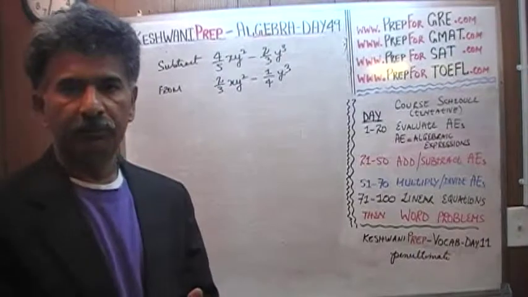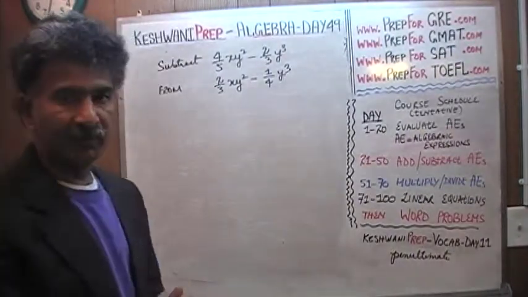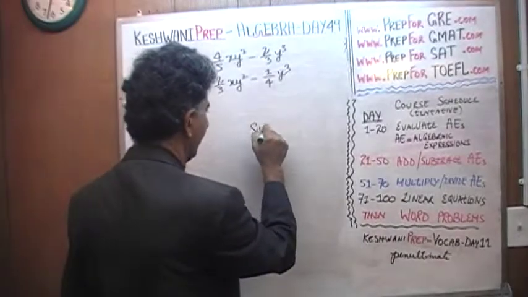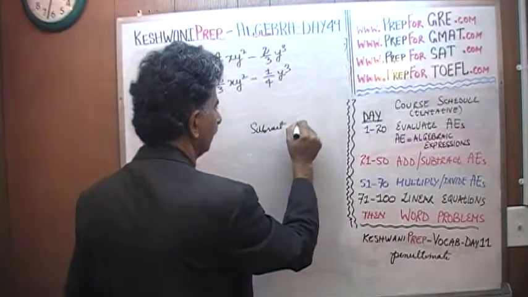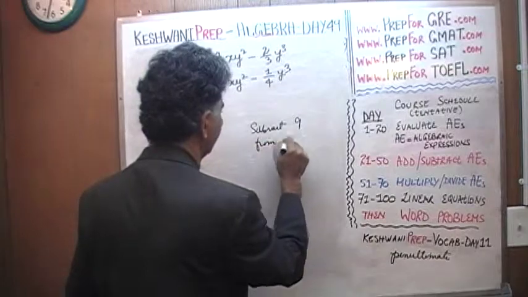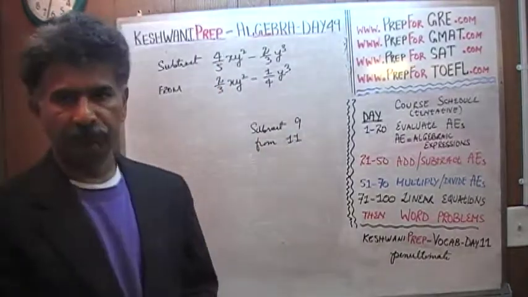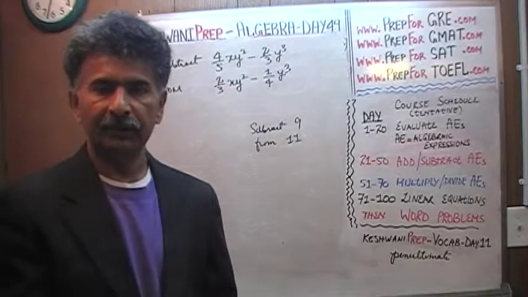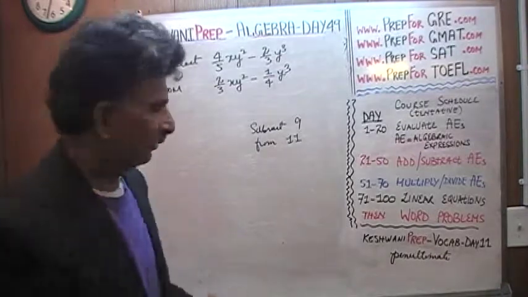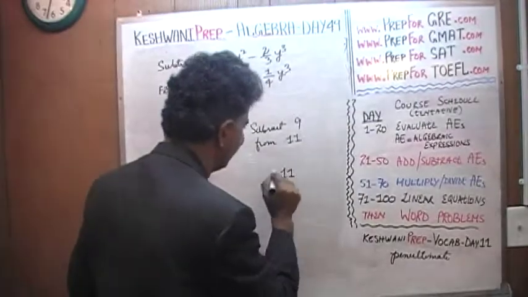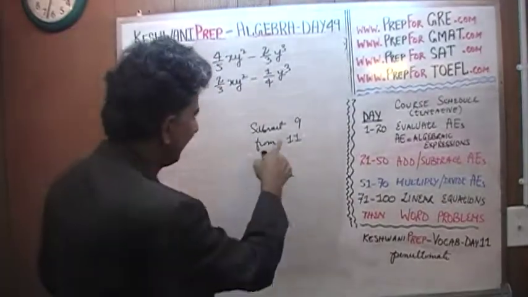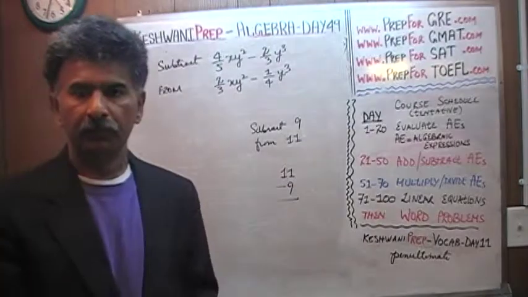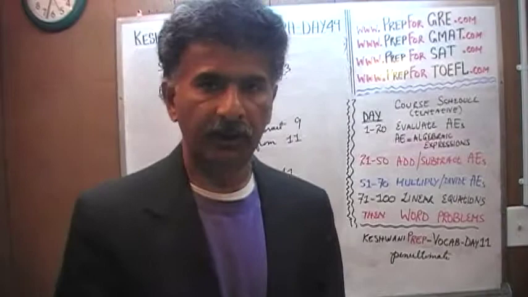Well, first thing we have to realize is that when we are subtracting one quantity from another, for example, if someone tells us to subtract 9 from 11, then we know that 11, even though it appears last in the sentence, goes first. 11 goes on the top. We're subtracting 9 from 11. So the quantity that we are subtracting from has to go on the top.